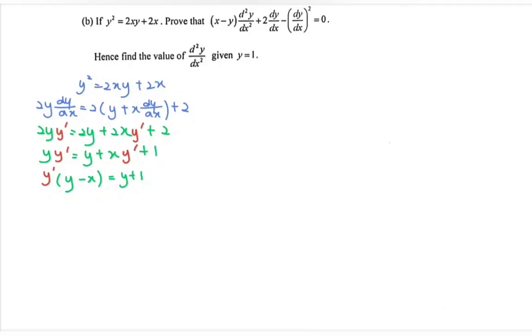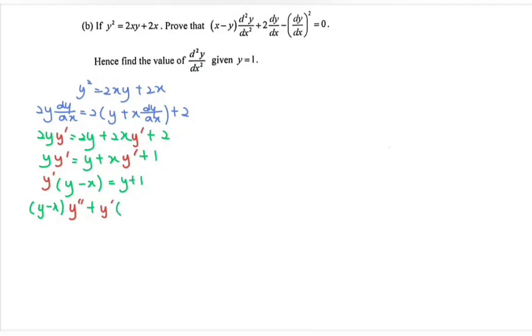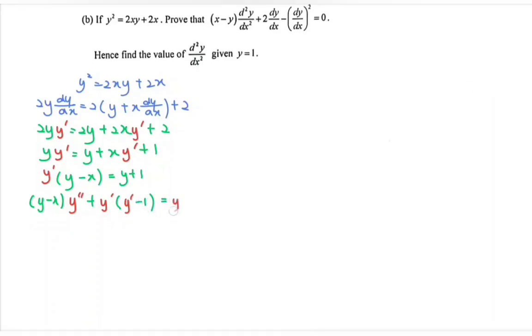So if we differentiate for the second time, what we have is (x minus y) times y double prime, plus we have y prime times the derivative of (x minus y), which becomes y prime minus 1. So that is the product rule, equals to y prime and then 0. Kindly refer to the question above, and we notice that we already have the shape.